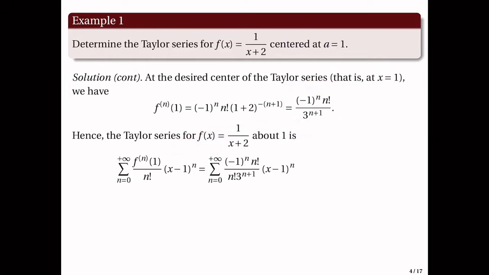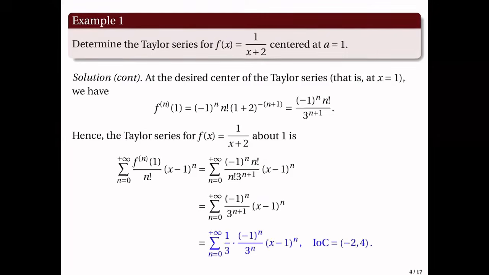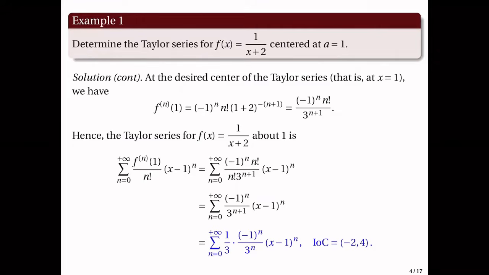Observe that pwede pa nating isimplify ito. Right? By canceling n factorial sa numerator and denominator. And we can write this. In-express natin ito in this form para mas madaling makita that this is a geometric series with common ratio negative of x minus 1 over 3. Okay? And then you can verify that the interval of convergence of this series is the open interval from negative 2 to positive 4. Okay?